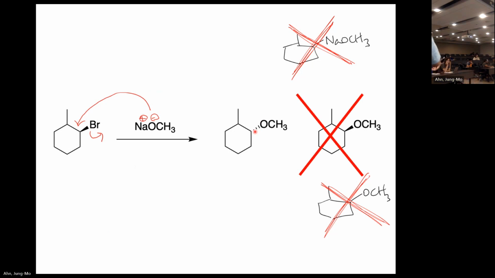So I want you to make sure that whenever you have to show an SN2 reaction with a stereochemically defined molecule, you really want to be careful when you draw the products. You've got to draw the stereochemical inversion, and you've got to draw the right substitution in the right position. So there are several things that you need to consider before you make the answer.